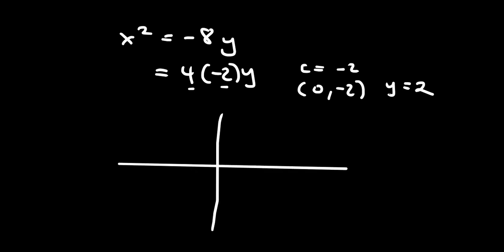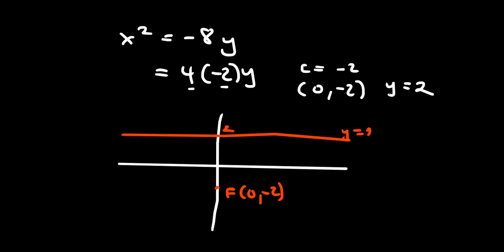Sketching this, my focus is (0, negative 2), so I move down like that, and this is going to be my focus. Then I have my directrix cutting at 2, so that line is my directrix. This is y equals 2.